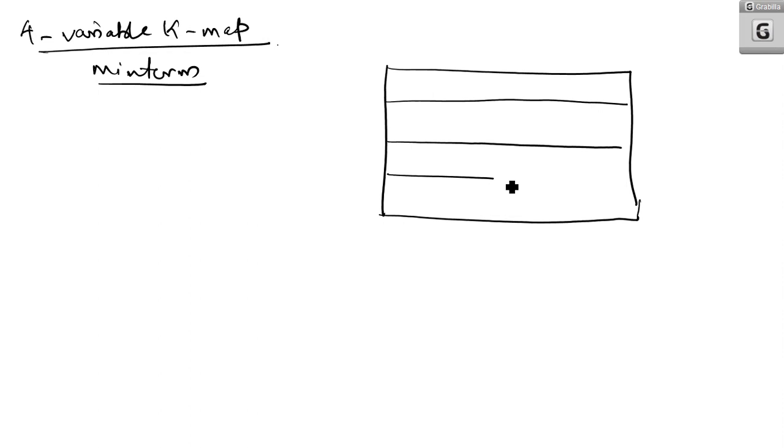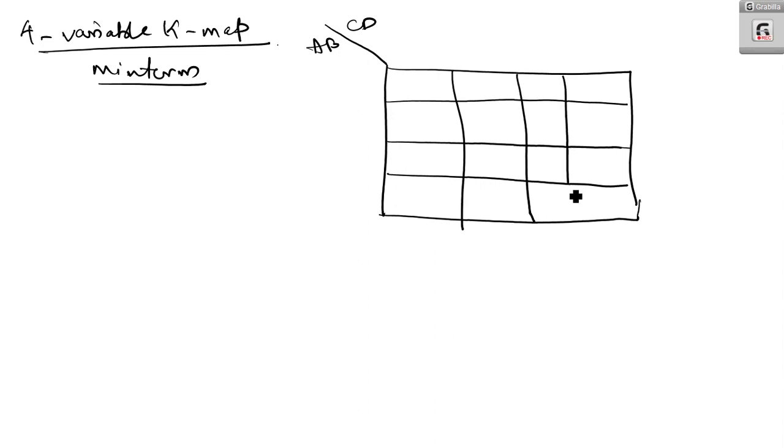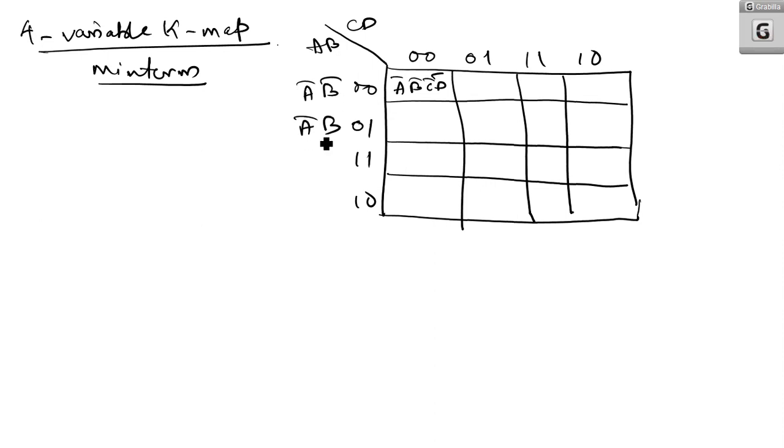So this is A, B, C, D, 1, 2 and 3. So 0 0, 0 1, 1 1, 1 0, and 0 0, 0 1, 1 1, 1 0. Here what we are having is A bar, B bar, C bar, D bar. So here we are having A bar B bar, A bar B, A B, A B bar. And this is C bar D bar, C bar D, C D, C D bar.